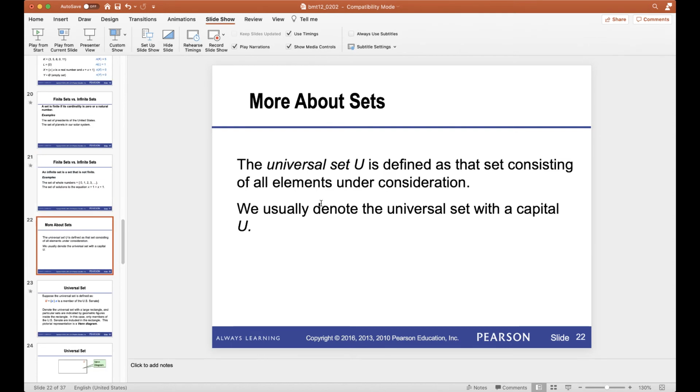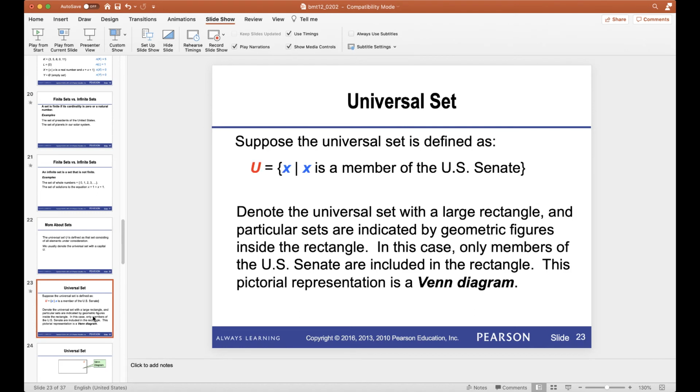Okay. The universal set U is defined as the set consisting of all the elements under consideration. By under consideration, we mean whatever could fit into the parameters you're setting. We usually denote U for the universal set. So for example, suppose the universal set is defined as some kind of definition, and it all depends on what you're doing. So U = {x such that x is a member of the US Senate currently}. Maybe you could add currently to be a little more specific.